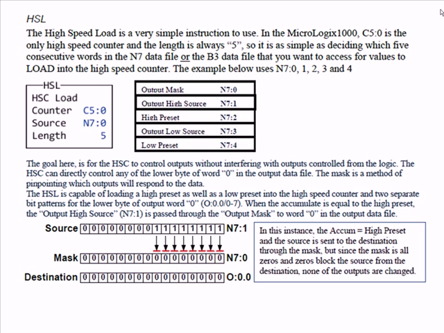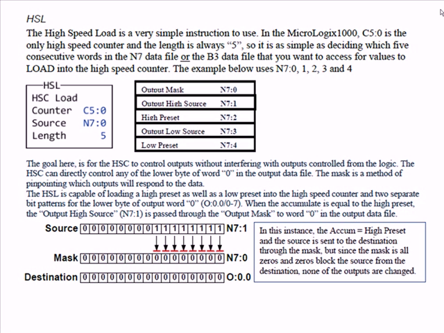The high-speed load is capable of loading a high preset as well as a low preset into the high-speed counter and 2 separate bit patterns for the lower byte of output word. In this case, output colon 0.0 slash 0 through 7. When the accumulate is equal to the high preset, the high output source N7:1 is passed through the mask to word 0 in the output data file.